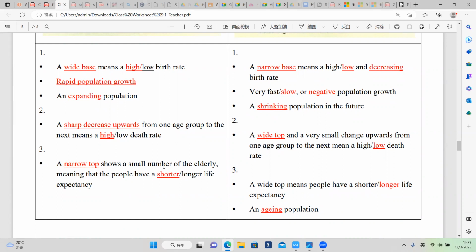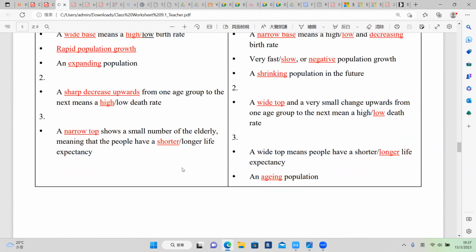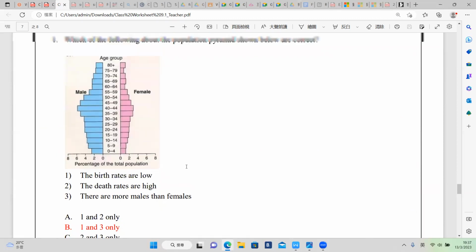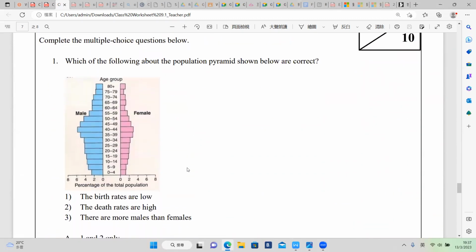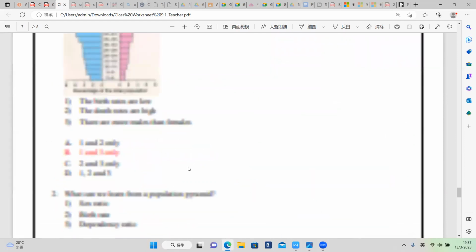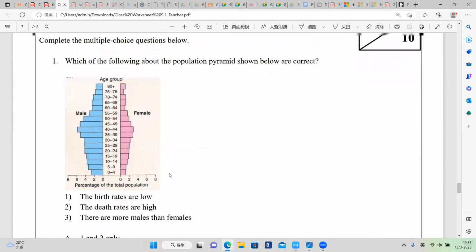A narrow top means a small number of elderly people, then the life expectancy is shorter. Okay, then this one I'm not going to go through with you, and then here's the answer to the MC. Okay, come on, know it.